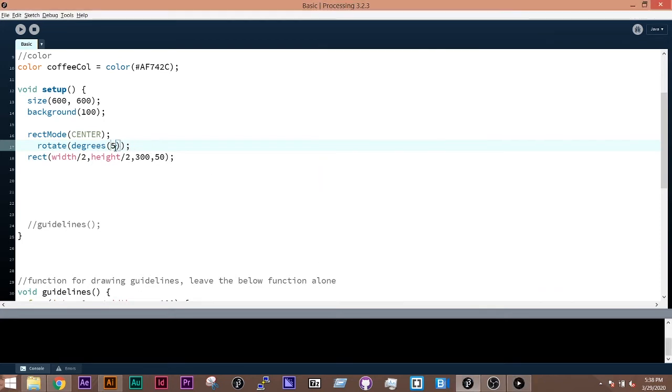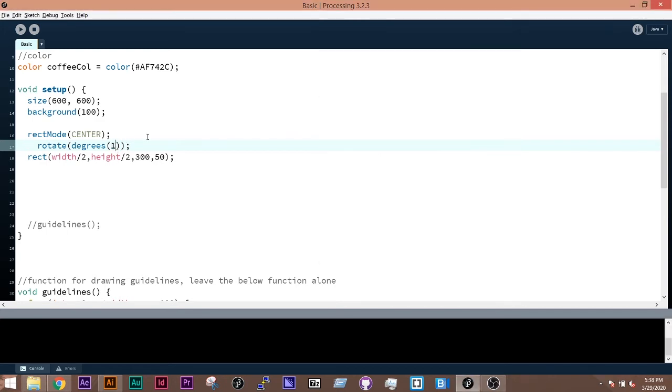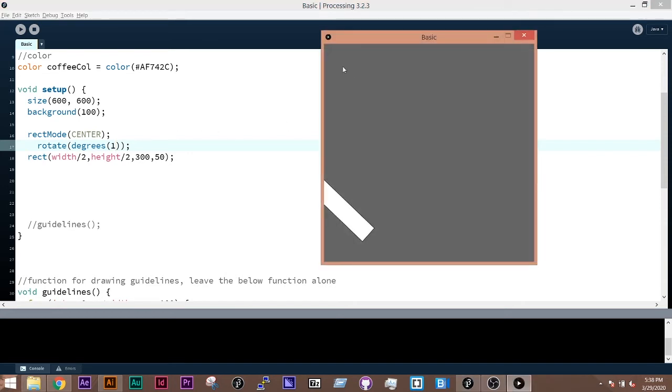Still don't see it. Let's see if we just left it at 0. Okay, it's there. Let's do 1. There it is. All right, so here you can see it's rotating around this point. So what we want to do is have it rotate around itself. In order to do that, we need to translate the origin point.